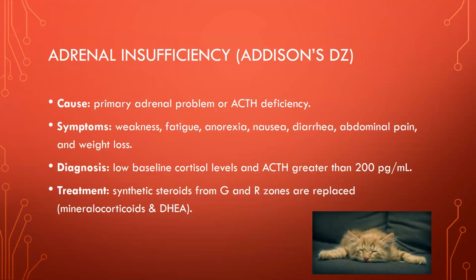The diagnosis, you would have low baseline cortisol levels. Cortisol is really what gives you energy in the morning and energy throughout the day. So if you have low baseline cortisol levels, then you don't have any energy. And an ACTH greater than 200 picograms per mL, meaning your pituitary is producing a lot of ACTH to try to stimulate your adrenal glands and get those cortisol levels up, but your adrenal glands are simply not responding to it. The treatment is going to be synthetic steroids from the G and R zones are replaced, so it would be your mineralocorticoids and DHEA.